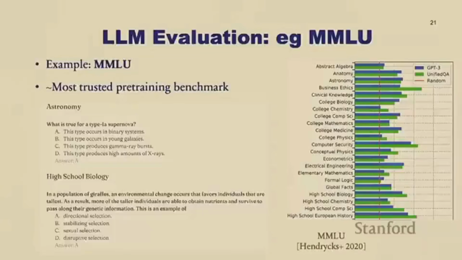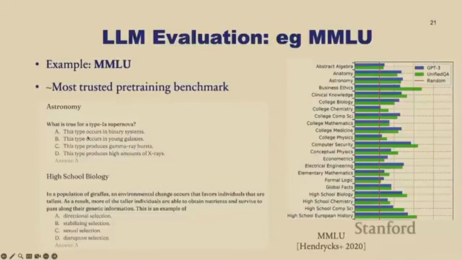To give you a specific example, MMLU is probably the most common academic benchmark for LLMs. It's just a collection of many questions and answers in many domains, for example college medicine, college physics, astronomy, and these types of topics. The questions are things like, this is in astronomy, what is true for type 1a supernova? Then you give four different potential answers, and you ask the model which one is more likely.